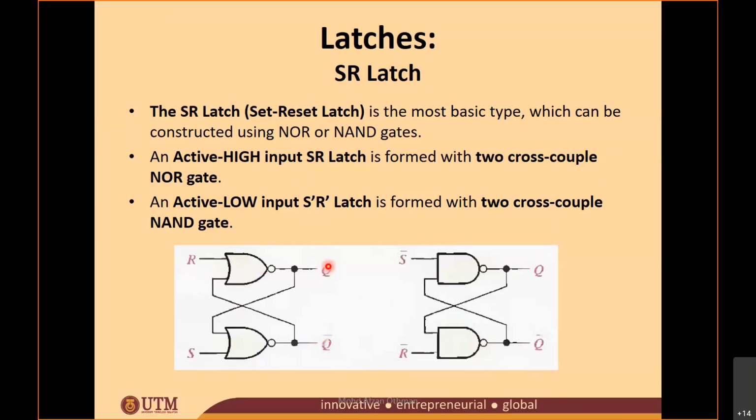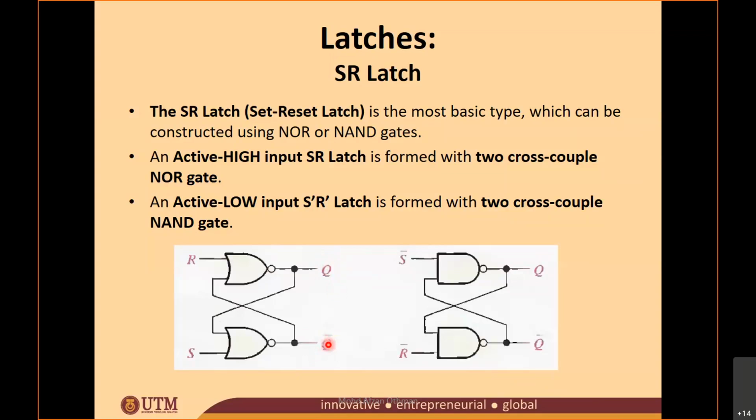Maksudnya kalau Q kat sini 1, this Q bar here will become 0. If this Q is 1 and this one is 0, and if the Q is 0 then the Q bar will be 1. Maksudnya output untuk NOR gate yang pertama dan NOR gate kedua akan complement of each other. Dia tak boleh sama. Contohnya kalau sini 1, tak boleh.